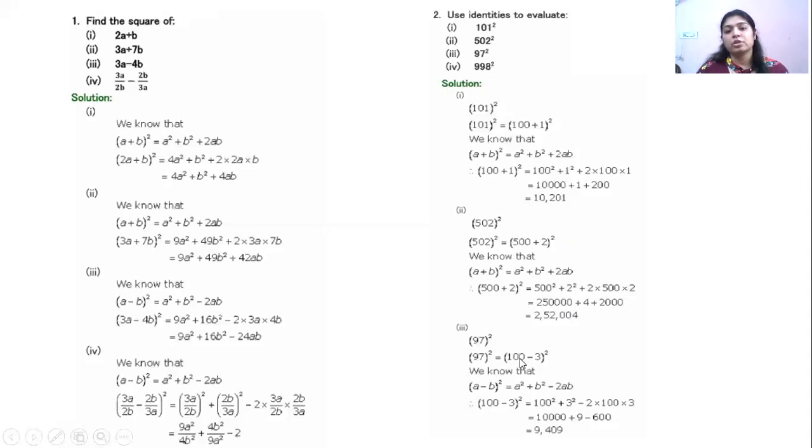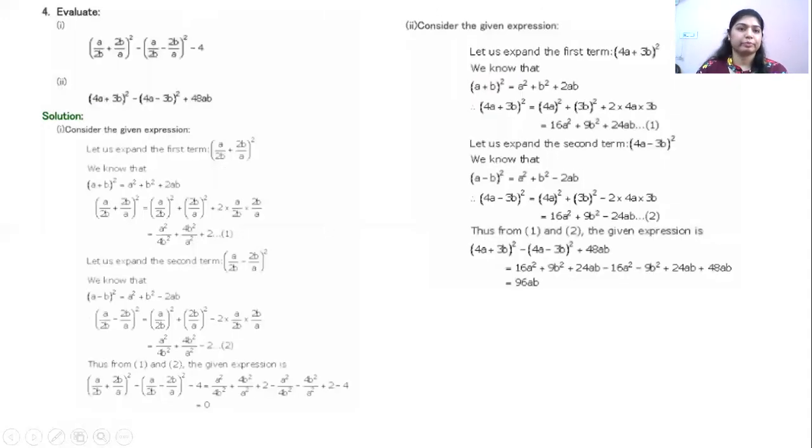Again, the square is there, so we have to apply the identity (a minus b) whole square like this. Next, 998 can be written as 1000 minus 2, because it is easy for us to write the square of 1000. So (1000 minus 2) whole square. Then apply the identity (a minus b) whole square, and you will be able to solve this one. Try question number 3 by yourself and come to question number 4.